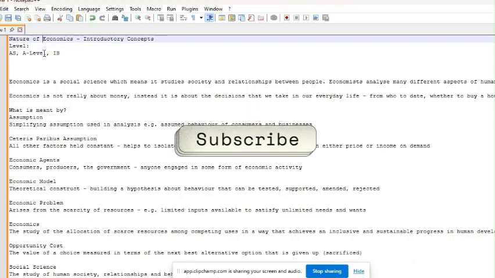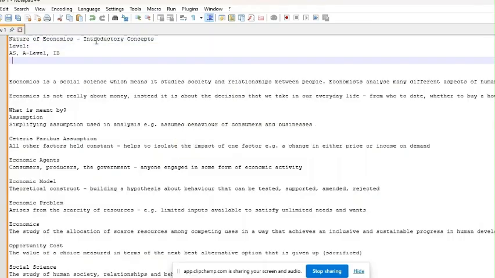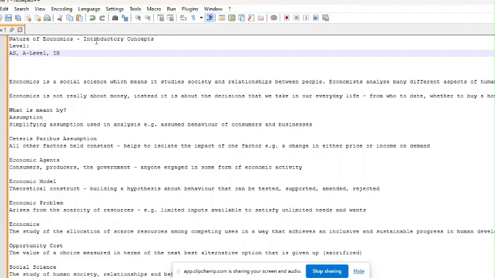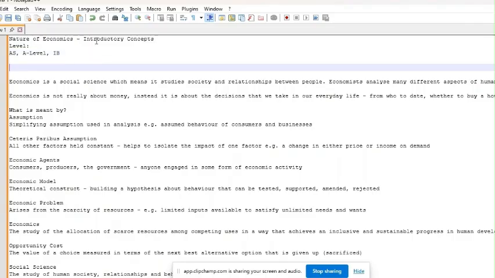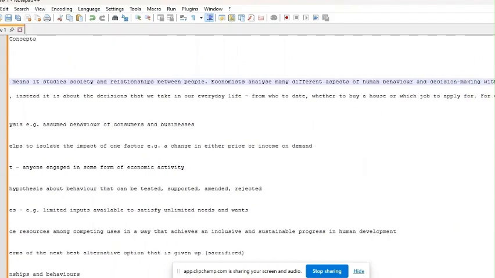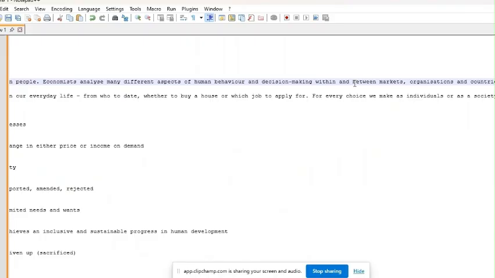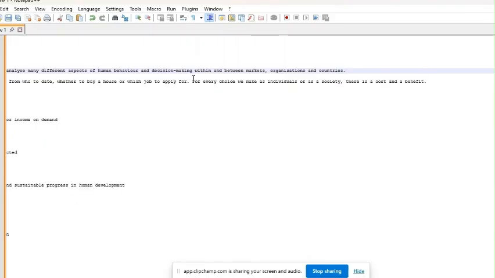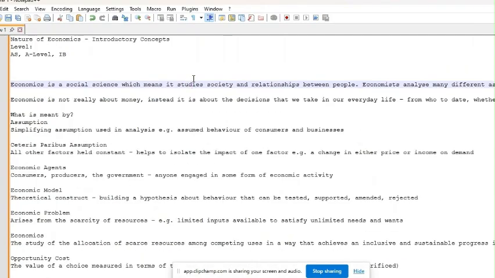We'll be looking into the nature of economics, which is the introductory concepts as it relates to economics. This is level 1, or I would like to call it A level. So, what is economics exactly? Economics is a social science, which means it studies society and relationships between people. Economists analyze many different aspects of human behavior and decision making within and between markets, organizations, and countries. So, that is the general gist of what economics is.